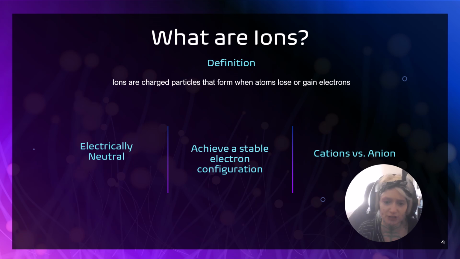Ions are charged particles that form when atoms lose or gain electrons. Atoms are electrically neutral because they contain equal numbers of protons, which are positively charged, and electrons, which are negatively charged. However, when an atom loses or gains electrons, they form ions, which are charged particles. Ion formation depends on the number of valence electrons and the atom's tendency to have a stable electron configuration, often resembled by noble gases, which have a full outer shell of electrons.